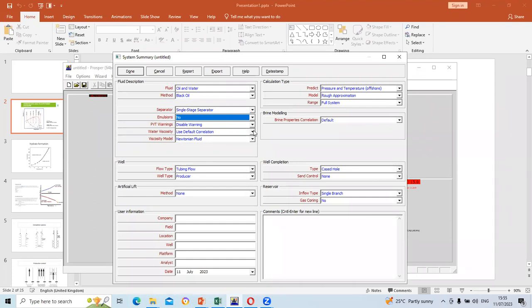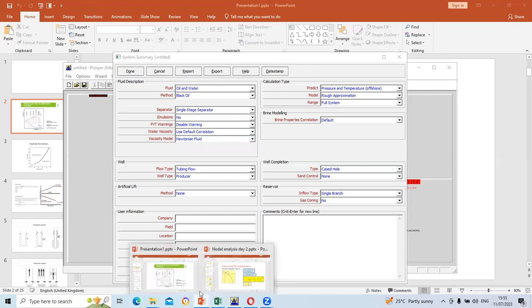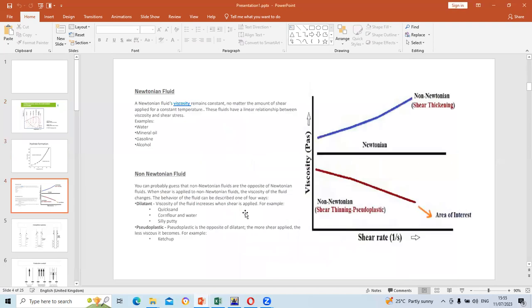And then we have water viscosity. Of course, we need to know the viscosity of the various fluids so that we will know the ease at which they can flow. And then we know the properties at different PT conditions. So here we will just leave it as default correlations because you will definitely put in this value. Then for viscosity model, it's going to be either Newtonian fluid or non-Newtonian fluid. So I'll go to my PowerPoint again. All right, this is what we have.